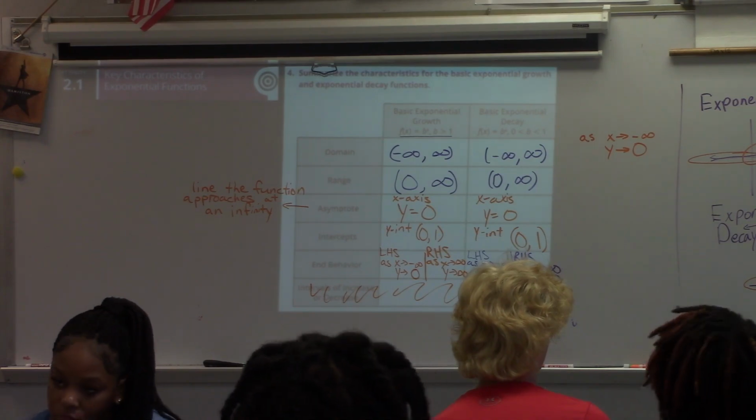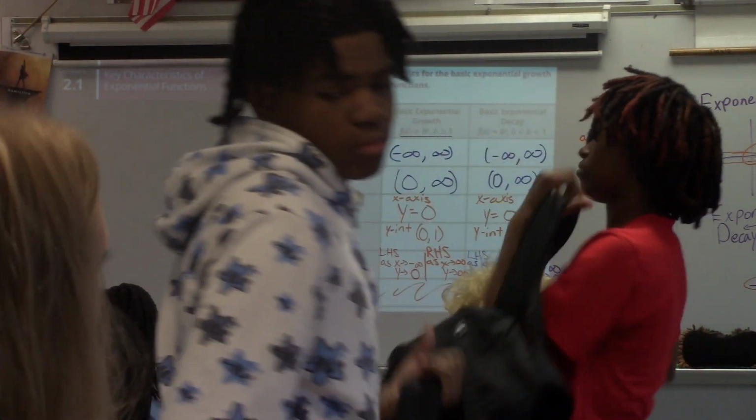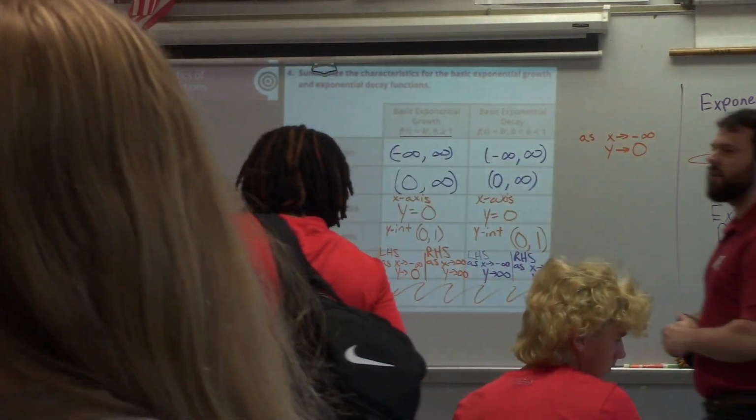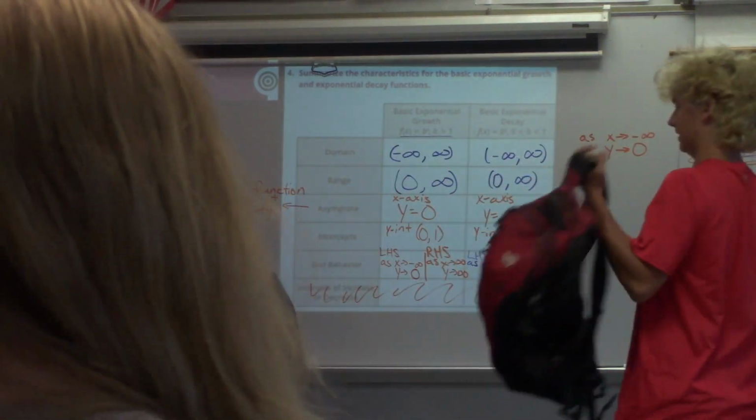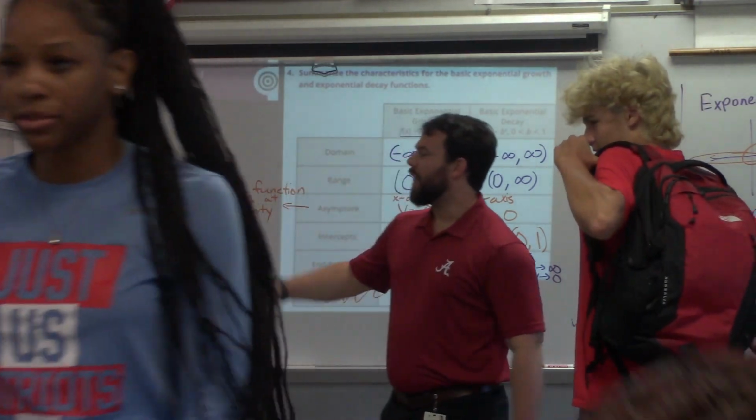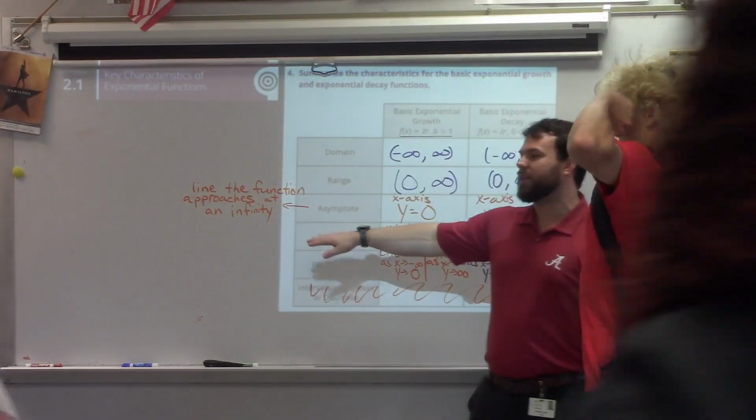Yes, sir? E is a letter. Huh? It's also a number. Did you know that pi is a letter? Yeah, 3.4. No, that's a number. What's an asymptote? 3.4. So, pi is a Greek letter, and we use it to represent 3.14.